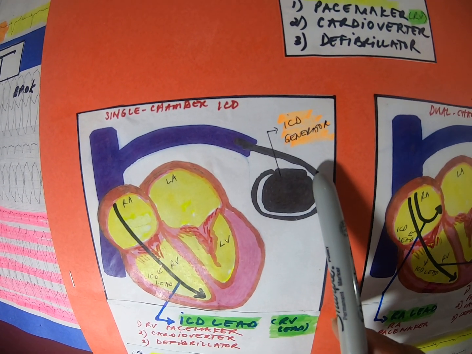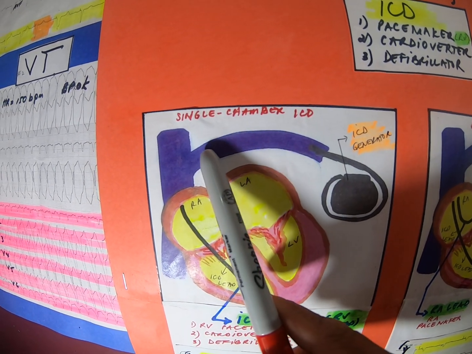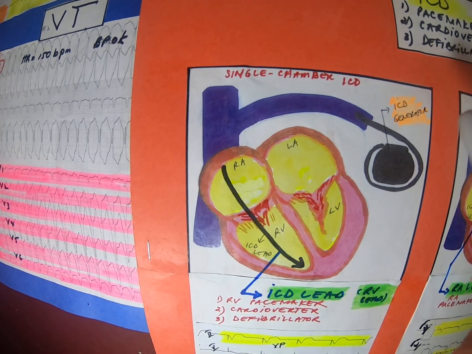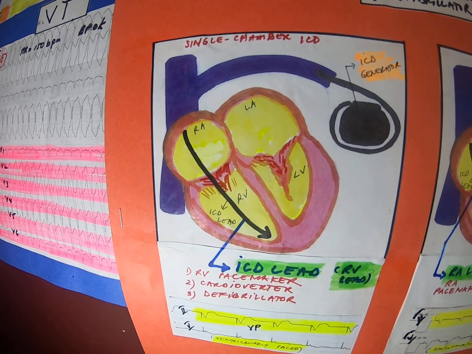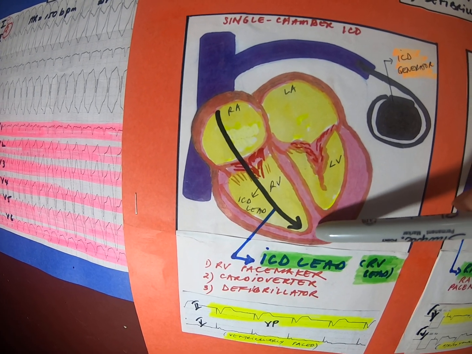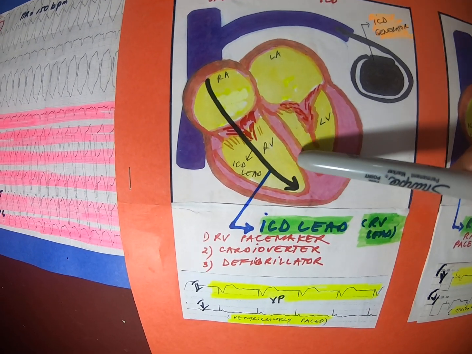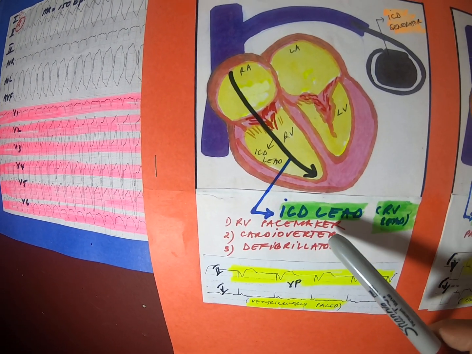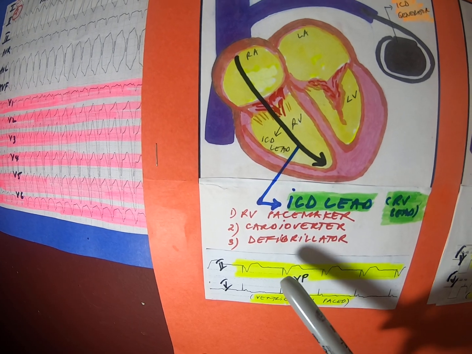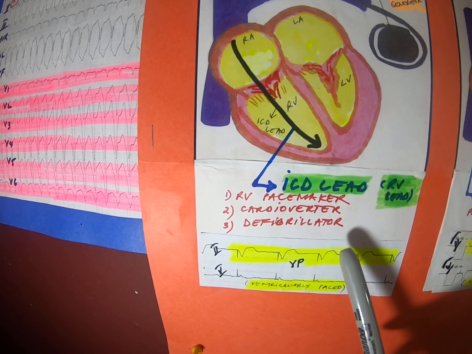Okay, the single lead comes from here and it will pass the subclavian vein, go to the superior vena cava, pass the right atrium, and go to the right ventricle. The tip is sitting at the apex of the right ventricle, with a good bite or good grip for good securement and good contact. And then we have here the ICD lead. The ICD lead has three functions: right ventricular pacemaker, cardioverter, defibrillator.